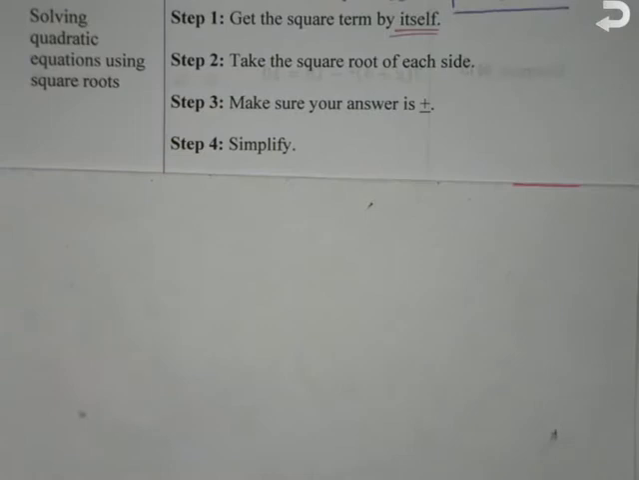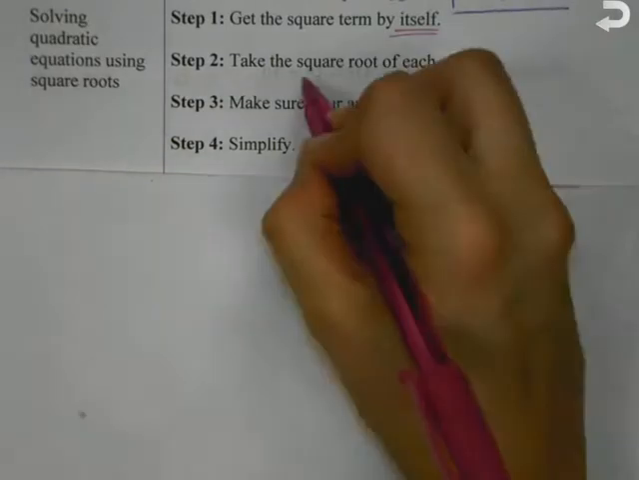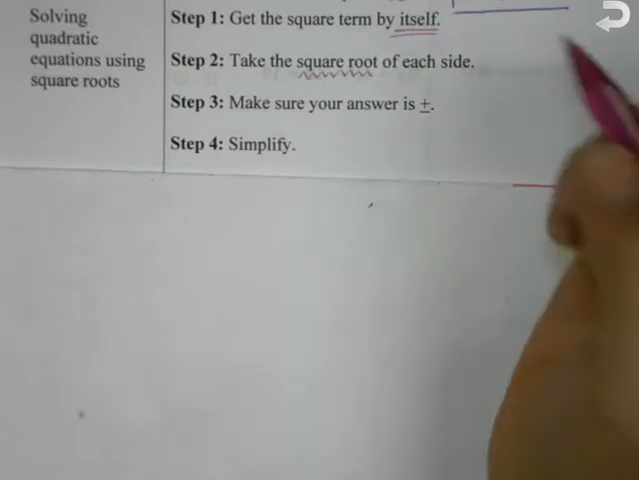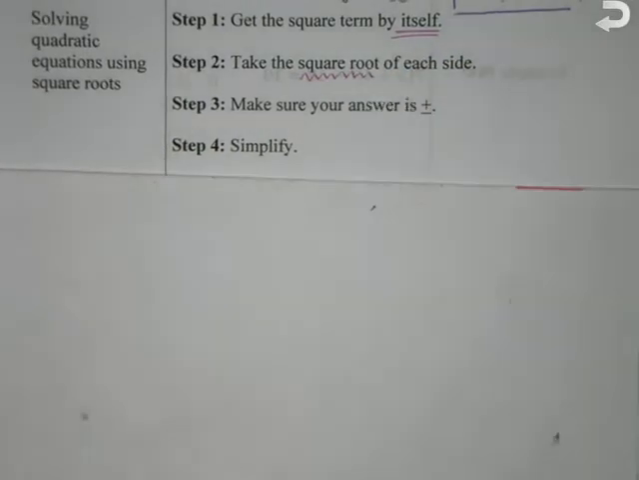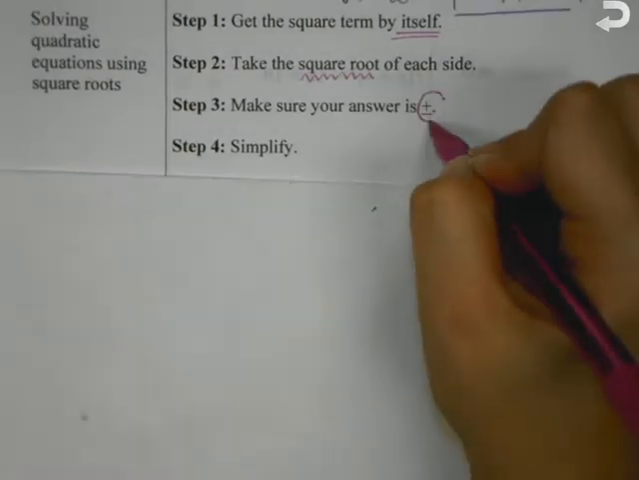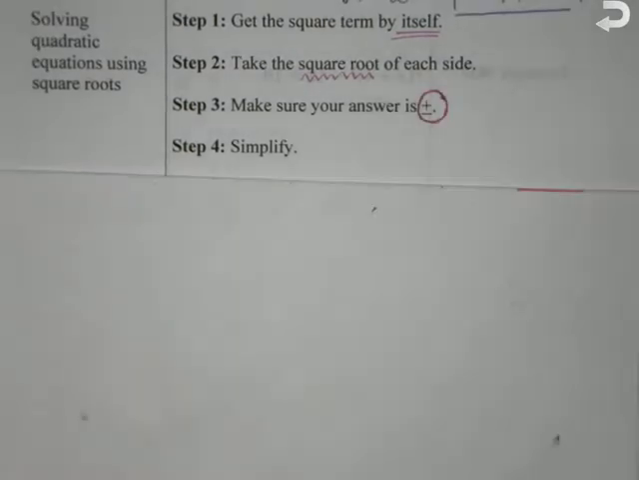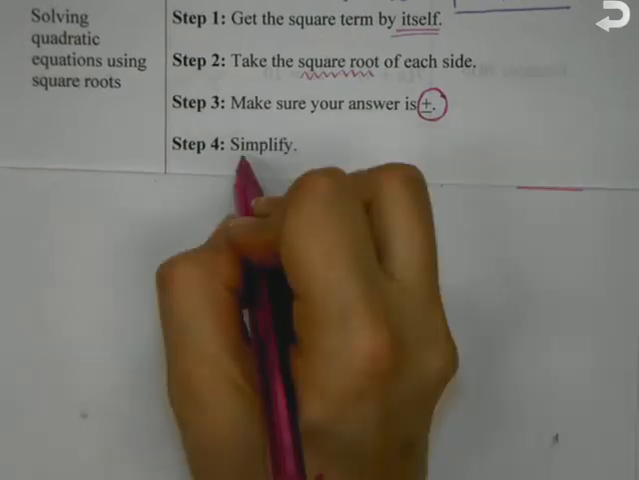And then, because we always take the opposite to solve, the opposite of a square is taking the square root. So we're going to take the square root of each side. One thing we always want to remember is to make sure that our answer is plus or minus. I will show you why in a second. And then a lot of times you'll be able to simplify some more, so make sure that you're simplifying all of the way. I will show you some examples where that happens.